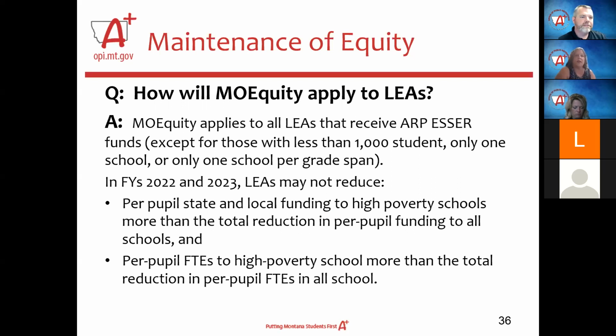Well, let's see. Will the maintenance of equity apply to LEAs? So maintenance of equity applies to all LEAs that receive ARP ESSER funds, except for those with less than 1,000 students, only one school, or only one school per grade span. In fiscal years 22 and 23, LEAs may not reduce per pupil state and local funding to high poverty schools more than the total reduction in per pupil funding to all schools, and per pupil FTEs to high poverty schools more than the total reduction in per pupil FTEs in all schools.